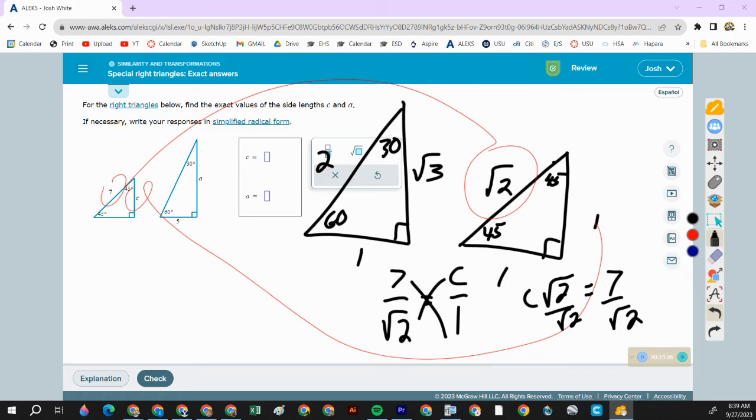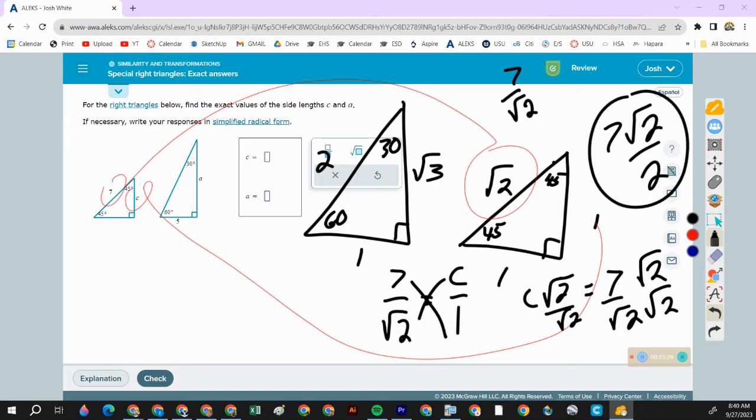And this one wants simplified radical form. So I need to get the root 2 out of the denominator, times by root 2 over root 2. We get 7 root 2 over 2. And this is one of those cases where the answer looks more complicated than the original. So the original was 7 over root 2, and the simplified version is 7 root 2 over 2. But we still want to use this version. That is considered simplified. So every once in a while, you'll rationalize the denominator, and you end up with a number that looks more complicated than the one you started with. But that's okay.